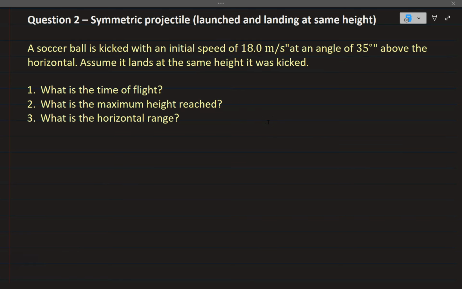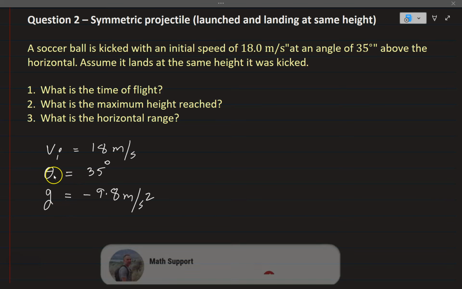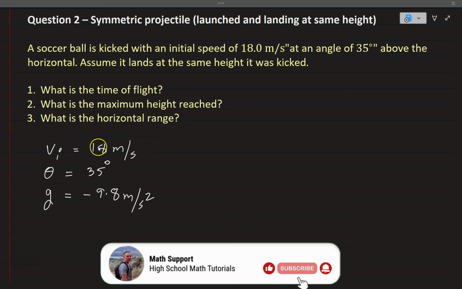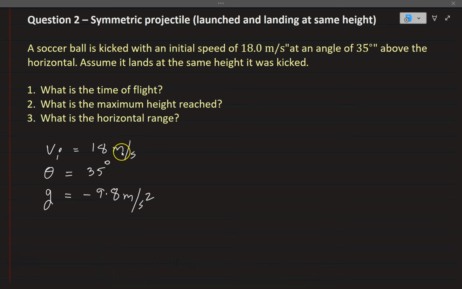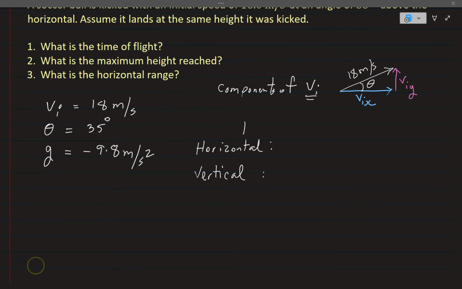All right. First, let's write up what we do know. These are the information that we have. Remember that the initial velocity is 18 meters per second, and this is actually your resultant vector. And every vector has a horizontal and vertical component, and that's what we need to get. So let's go ahead and find the components of this vector. Here is the diagram for the components of the initial velocity, horizontal and vertical, V ix and V iy, which is right here. For each one of them, we need to find what V ix and V iy are, and we're going to use trigonometry.